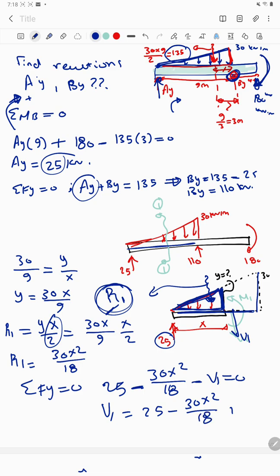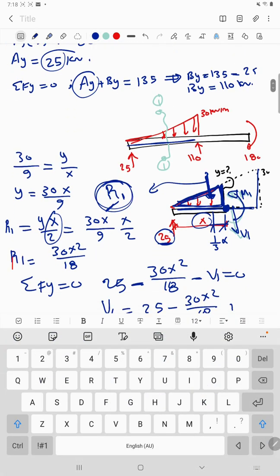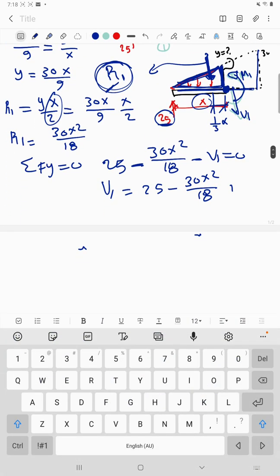This is the first one. What about the moment? For moment M1, I'm going to take moment here equal to 0, which equals 25 times x minus the resultant times this distance. This distance is a third of x. Okay, so I'm going to put it down here.